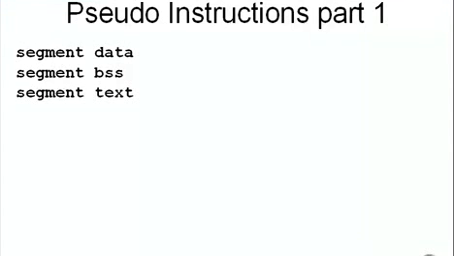The data segment is the one that you use to hold all initialized data. The second is the BSS segment, which is where you put all uninitialized data. The third segment is the text segment, which is where the executable code goes.